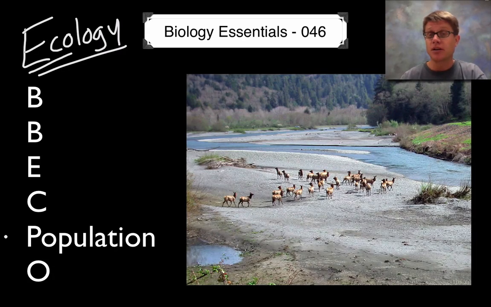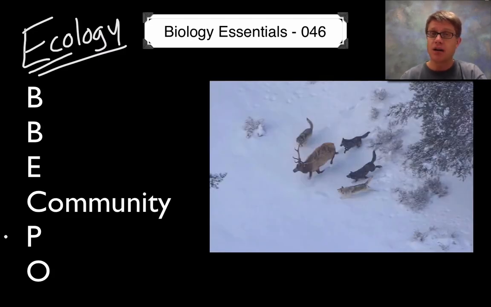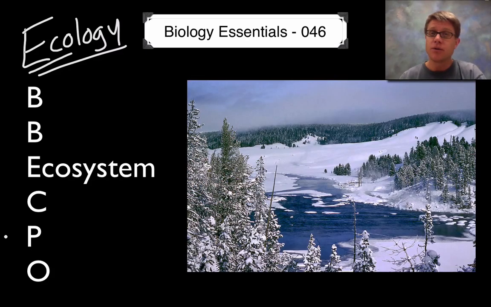If we have a group of elk living together, that's now a population, or all the elk in Yellowstone Park would be a population. If we have not only the elk, but the wolves and the willow and the aspen and all of that together, now we're at the level of a community, or populations interacting. If we add the abiotic factors, or the non-living factors, now we're at the level of an ecosystem.